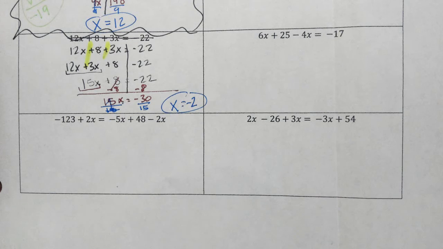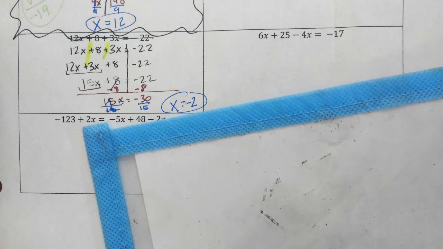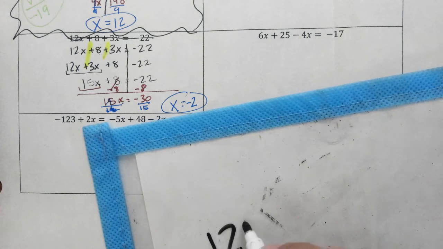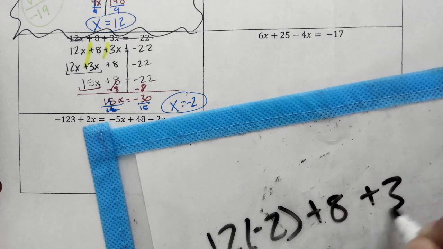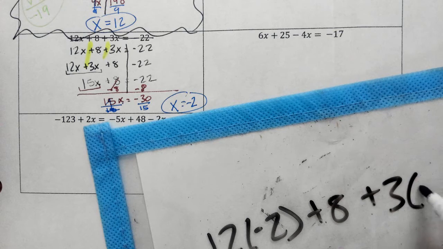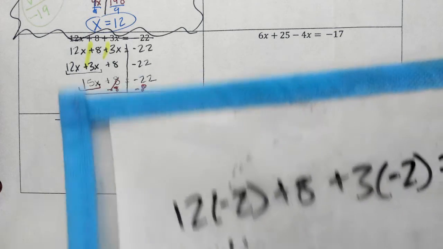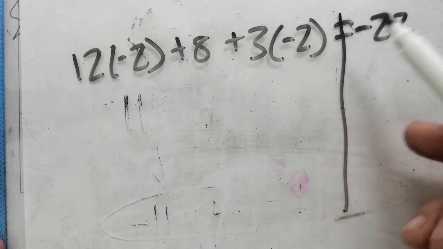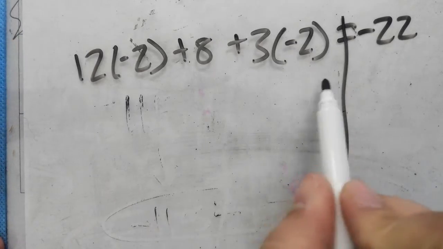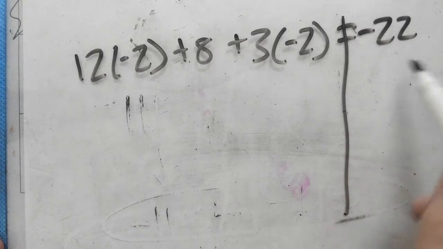And we are going to check ourselves before we wreck ourselves. On my whiteboard, I'm going to rewrite that equation, 12, and then instead of x, I'm writing negative 2, plus 8, plus 3, and then instead of multiplying by x, we multiply that by negative 2. Should equal negative 22. This is just one term on the left, so I'm hoping that all of this equals negative 22. On the right is one term.